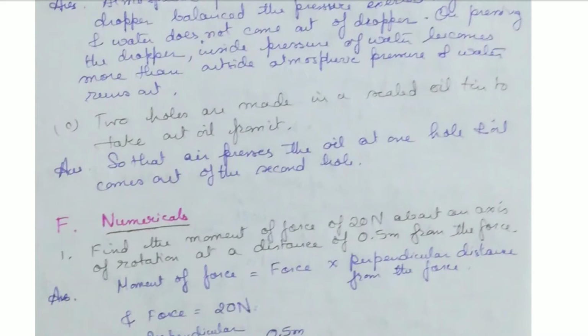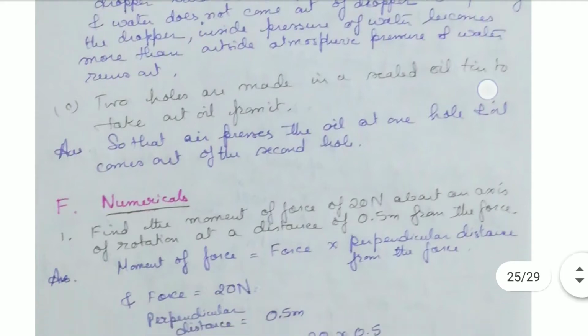Two holes are made in the sealed oil tin to take out oil from it. What happens? From one hole, the air goes inside the tin, which exerts a pressure on the oil, and the oil comes out from the second hole.